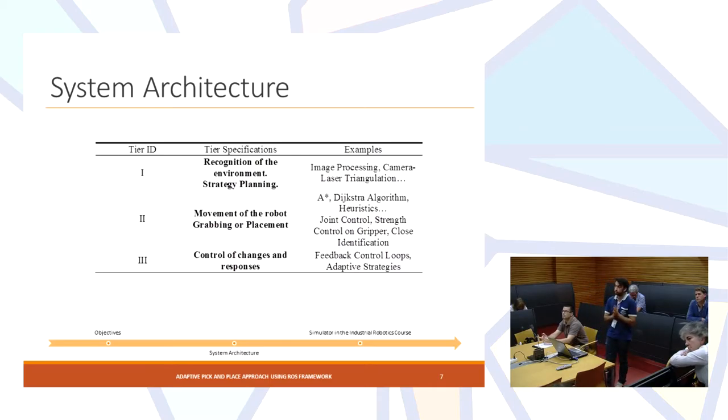We suggest the students use this system architecture that we divide into three tiers. The first is the recognition of the environment and the planning of the action that is going to occur, by using image processing, path planners, heuristics and so on. The second tier is the movement and the grabbing of the objects in the scene. And the third is the control of all these actions involved in the robotic operations.